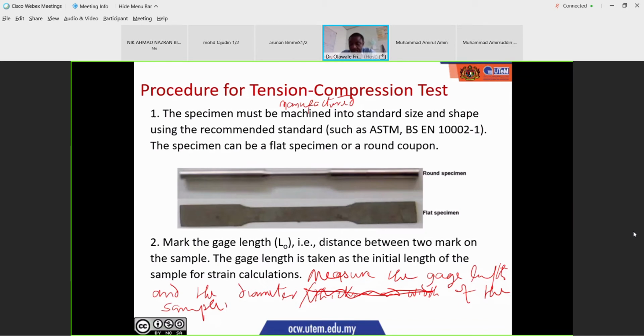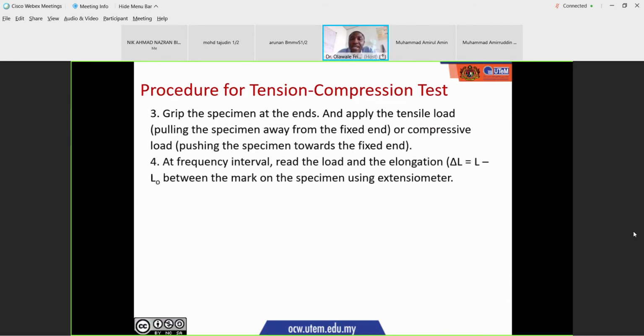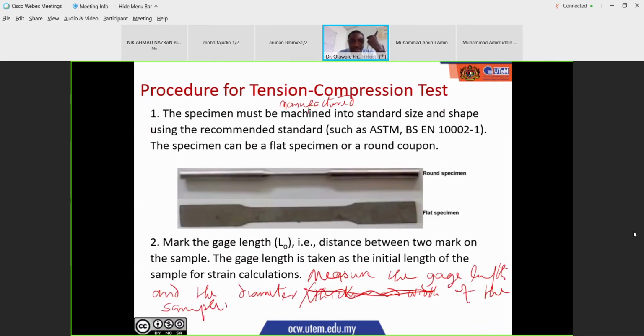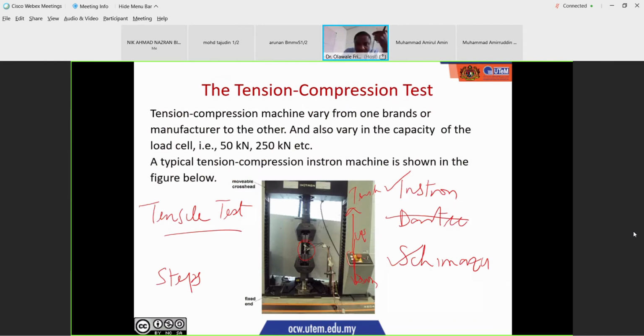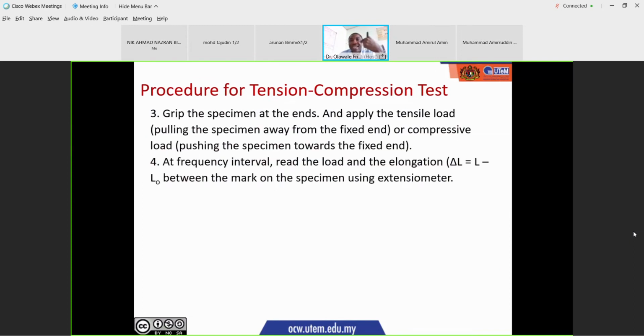Number 3, you grip your sample at the ends. You grip your sample at the top end and at the bottom end. So these are your ends. You have one grip here and one grip here. If you look at the picture we have earlier, you can see this sample is gripped here and gripped on this side here. So this is top end and bottom end. Then you apply a tensile load. Like I said, for tensile, you are pulling away from the sample.